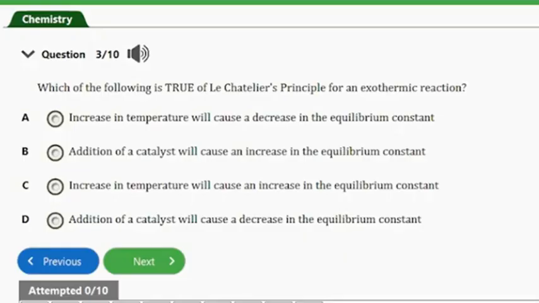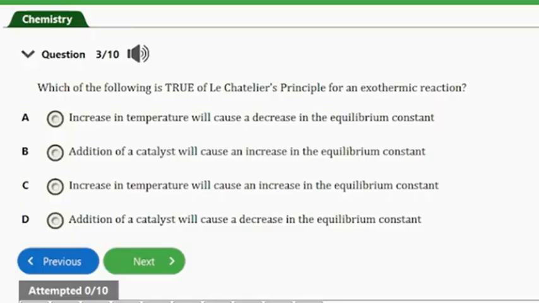So guys, the answer to this question is option A here. An increase in temperature will cause a decrease in the equilibrium constant. So according to Le Chatelier's principle, if a system at equilibrium is subjected to a change in temperature, pressure, or concentration of components, the system will shift its equilibrium position to counteract the effect of the disturbance.